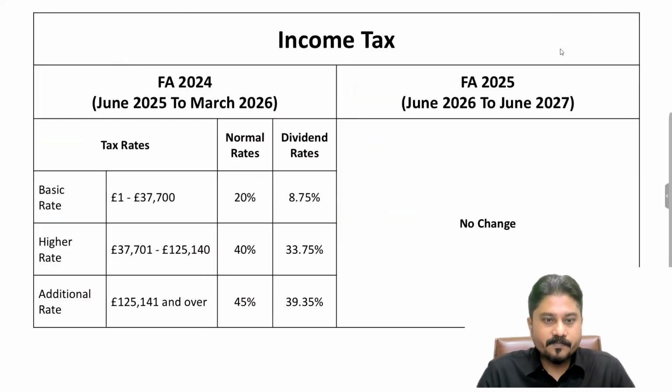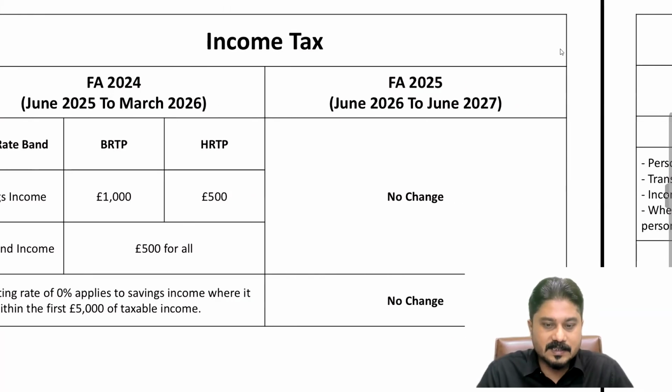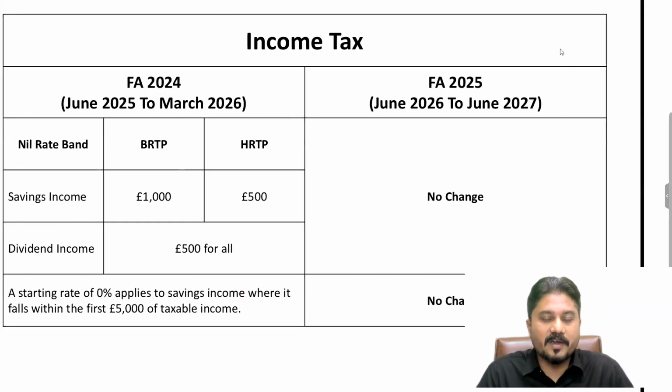I'm starting with income taxes. As we know, for income taxes there are certain income limits and the tax rates are applicable based on those limits. There is no change at all. The things you can see under the heading of Finance Act 24 are all still there under Finance Act 25. There is no change in the tax rates, the limits, the normal rates and the dividend rates. Moving forward, with respect to the dividend income exemption, the interest income exemption and the savings income 0% rule, there is no change at all. All of these things are the same in Finance Act 25.